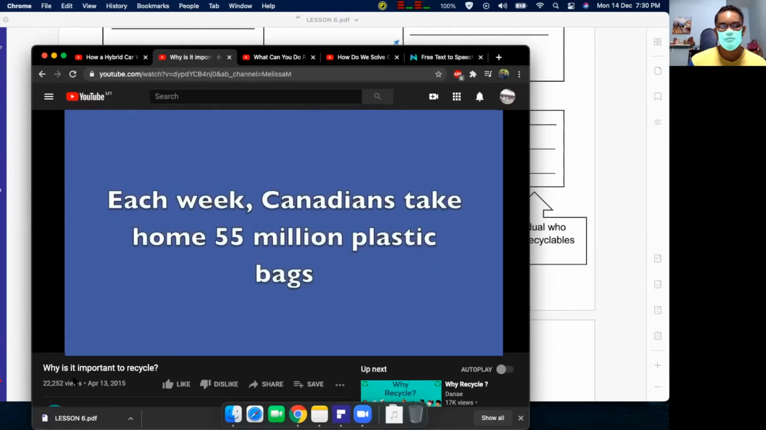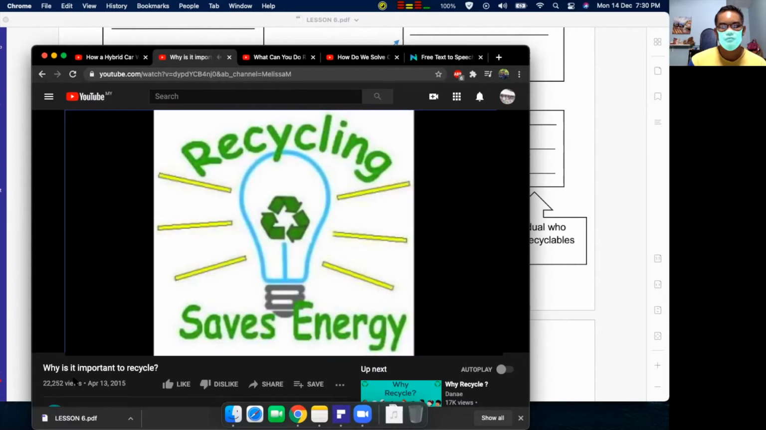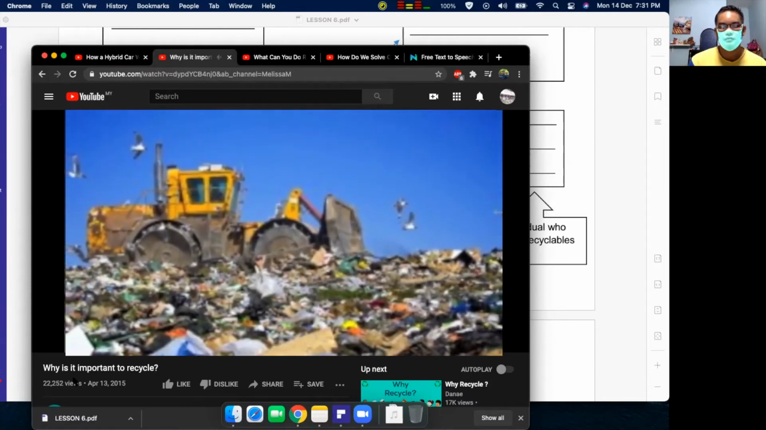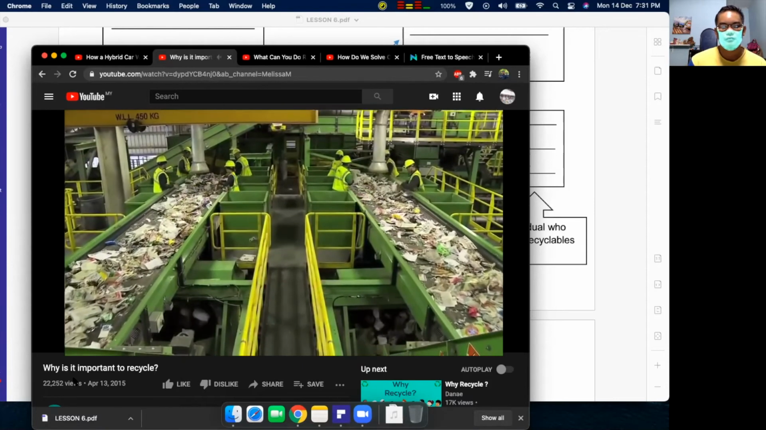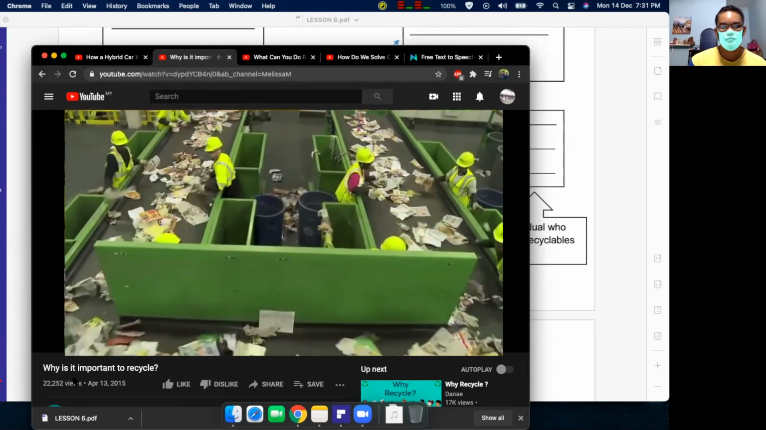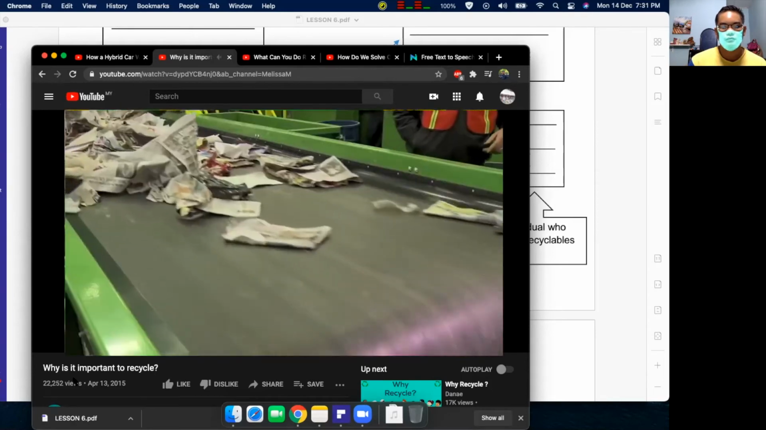Each week, Canadians take home 55 million plastic bags. In North America, we produce enough garbage to fill 70,000 garbage trucks each year. When we recycle, we can save energy and money. We're keeping garbage out of our landfills, we're reducing pollution caused by waste, and we're helping save our planet and preserve our natural resources. Processing recycled materials costs less and uses less energy than processing raw materials. Creating paper from recyclables uses 64% less energy than making paper from wood.